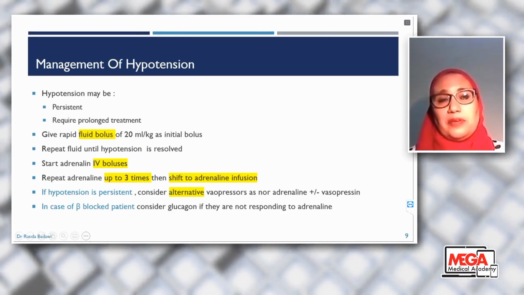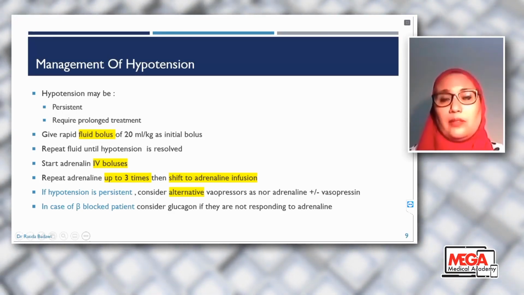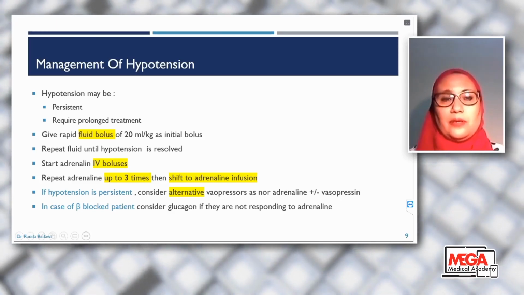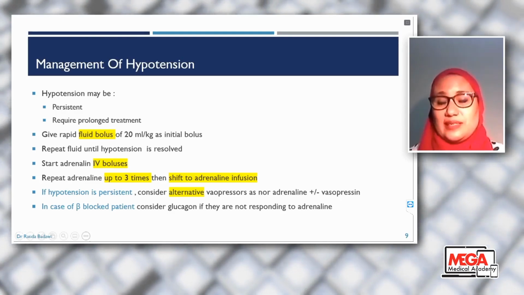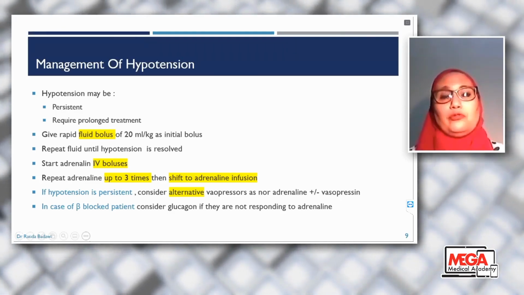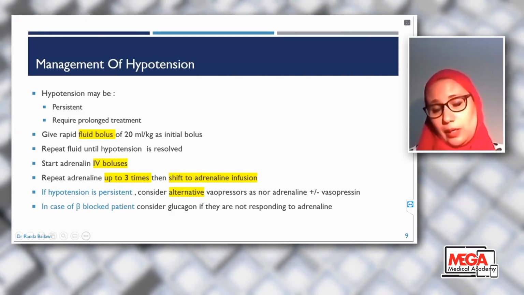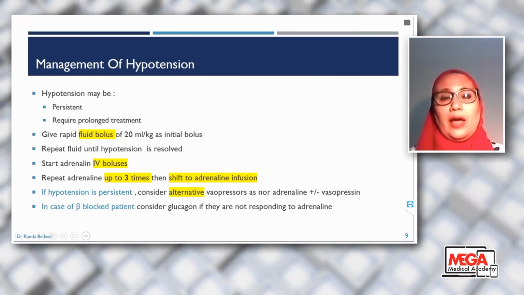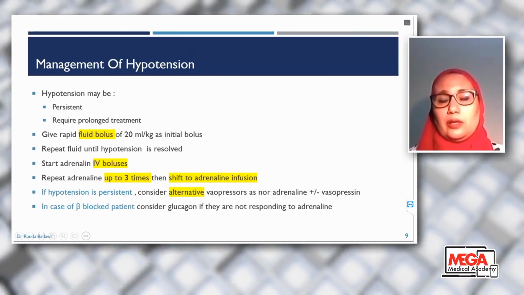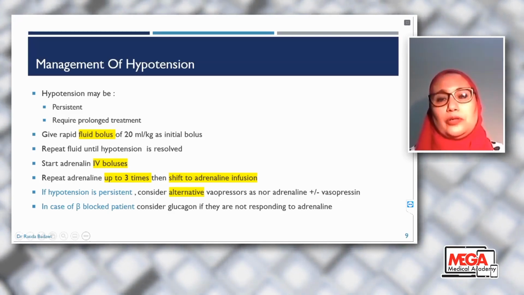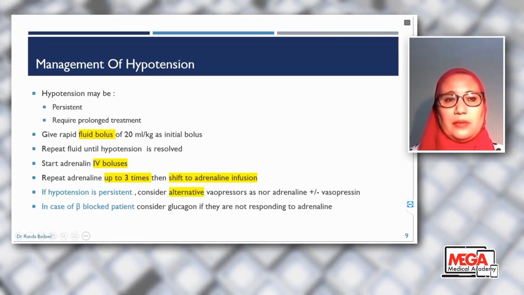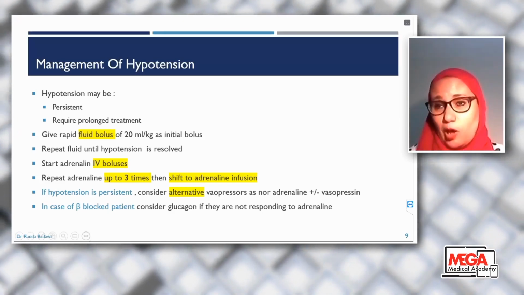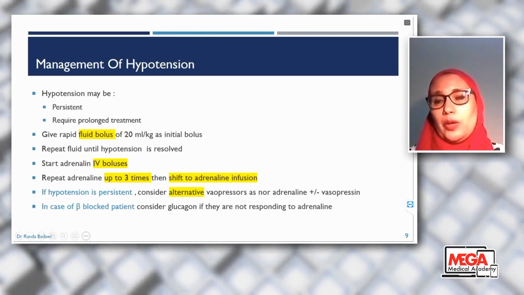We start by intravenous bolus. Then, if no response, we can repeat it up to 3 times. If the situation is still not responding, we have to shift to another alternative, or you can add adrenaline by infusion. The alternative drugs are vasopressin or noradrenaline. If the patient is on beta blockers or calcium channel blockers, we may add glucagon.